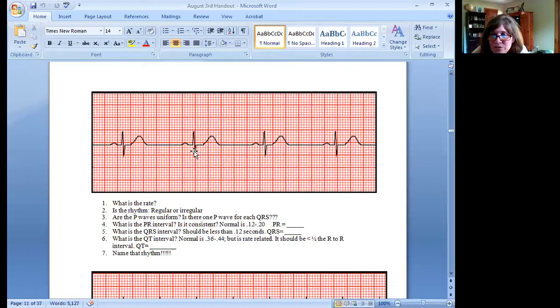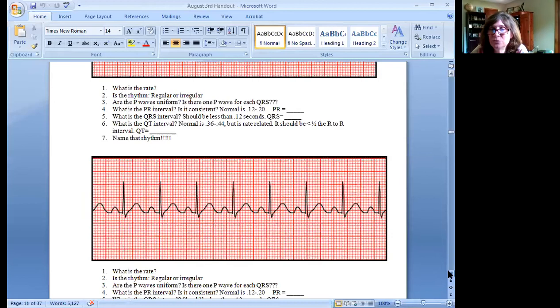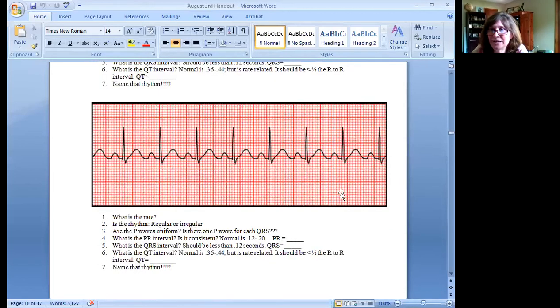It's about 0.16. My QRS, I'd call that about 0.08. My QT, I call about 0.40. Name that rhythm, sinus Brady. Lovely, lovely. Let's do this one. Again, this is not a 6-second strip. So let's count the number of large boxes.